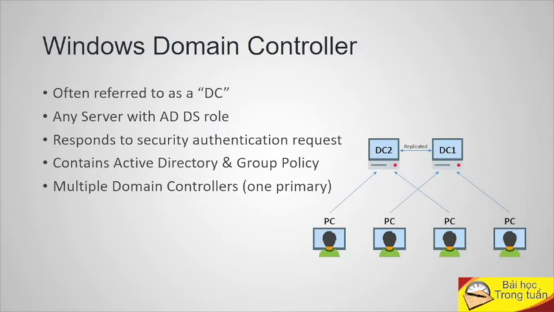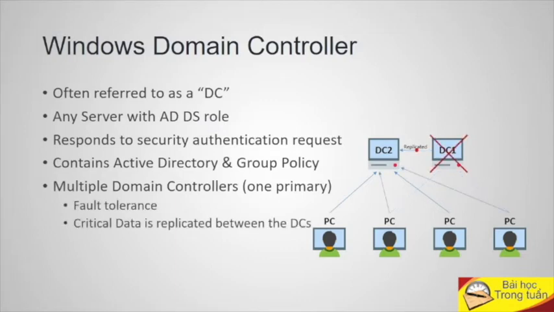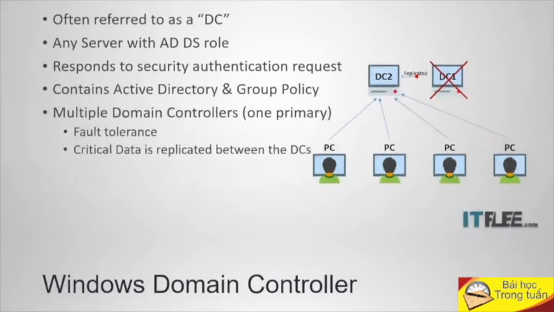You can have several domain controllers within a domain, but there is only one primary or main domain controller. The primary reason for having more than one DC is fault tolerance. The critical information, like user and account information, is replicated between the DCs, so if one goes down, the client computers will switch to the other DC that is still functioning.